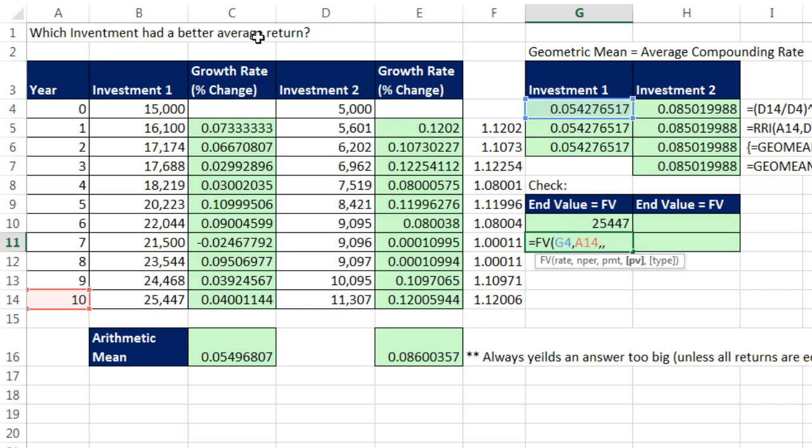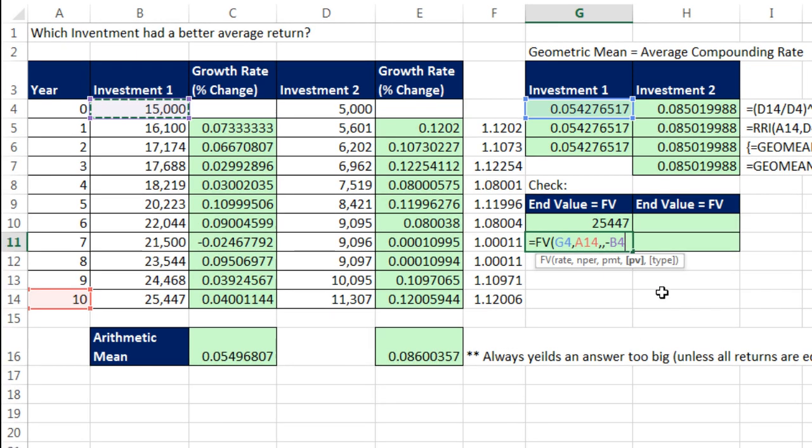When you put the money into the bank, it is out of your wallet and into the bank. So you have to put a minus. That's our initial investment. We do not need the type argument here. The type argument is only when you have periodic payments. So we simply close parentheses and Control Enter. We get exactly the same answer. Boom, boom.